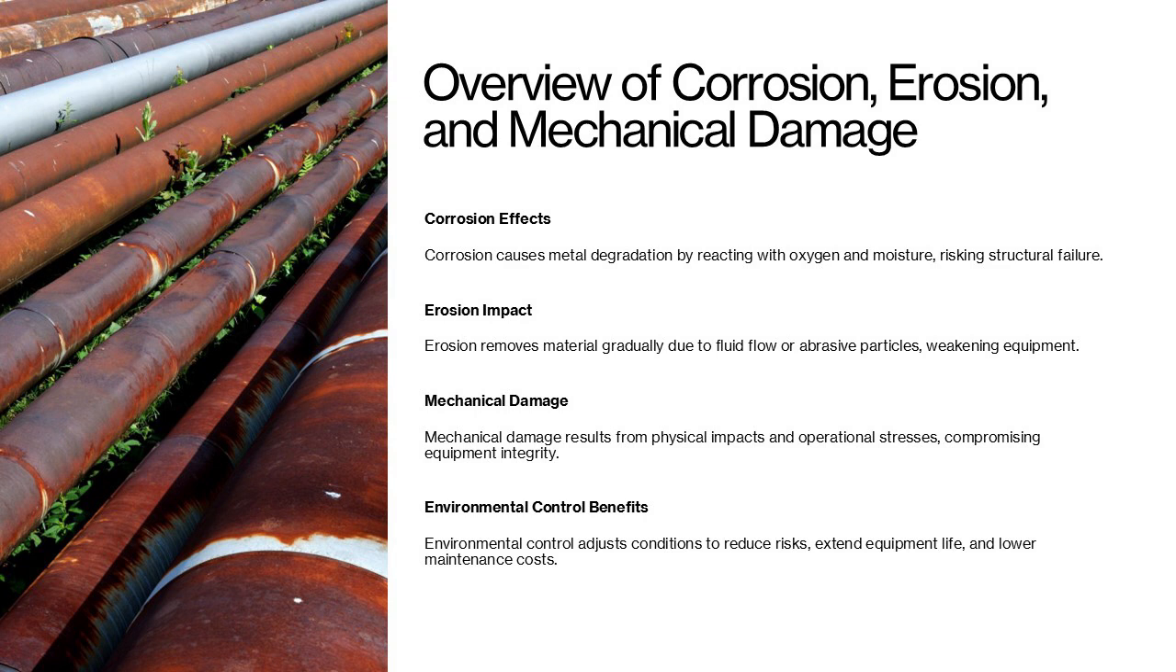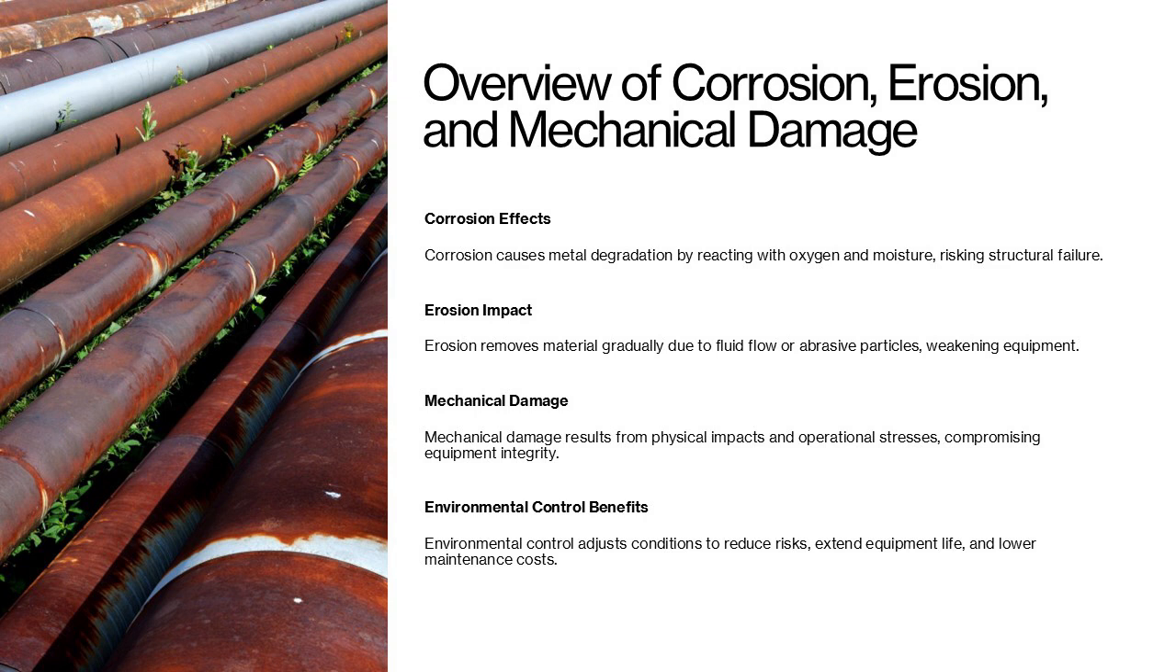Corrosion, erosion, and mechanical damage are critical issues in industrial systems, particularly in vessels, pipelines, and storage tanks. Corrosion occurs when metals react with environmental elements such as oxygen and moisture, leading to material degradation and structural failure. Erosion involves the gradual removal of material due to fluid flow or abrasive particles, while mechanical damage can result from physical impacts or operational stresses. These phenomena not only compromise equipment integrity but also lead to costly repairs, downtime, and safety hazards. Understanding these mechanisms is essential for implementing preventive strategies.